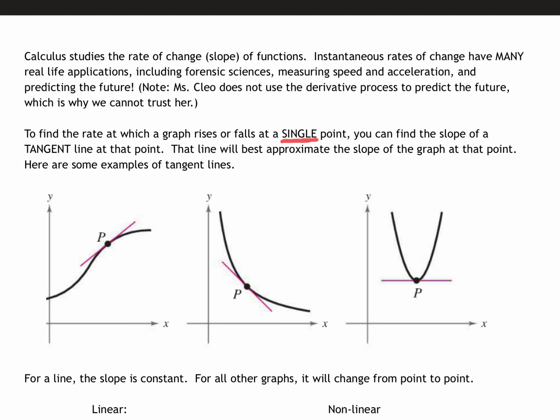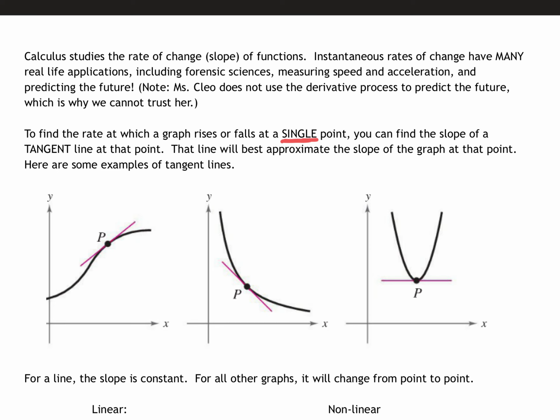To do that, we're going to use the slope of a tangent line. Now, if you remember back to your days in geometry, you probably talked about tangent lines to circles. And hopefully you remember a little bit about that being a line that just bounces off the outside of a circle. That's what a tangent line is. So we're going to find the slope of that tangent line to help us approximate the slope of that graph, or the rate of change of that graph at a single point.